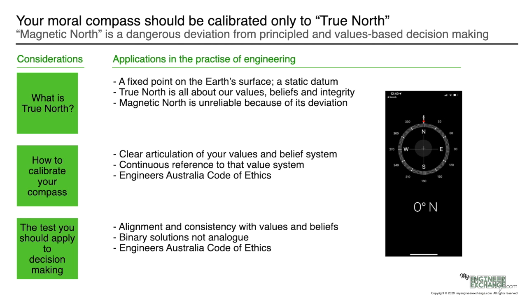The Engineers Australia Code of Conduct is also a great resource, and I'd encourage you to head to that as well. So the test you should be applying to ethical decision making when it comes to the use of your internal moral compass is alignment and consistency with those values and beliefs that you hold. Now remember, this is a binary situation. You are either going to be ethical in your dealings or you are not. This is not an analog solution. And again, I refer you back to the Engineers Australia Code of Ethics.